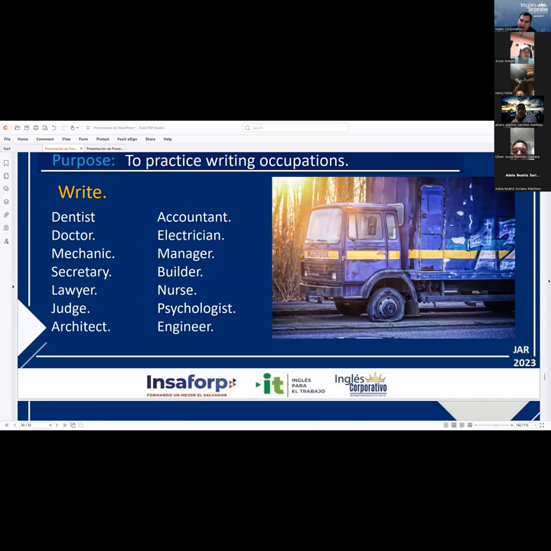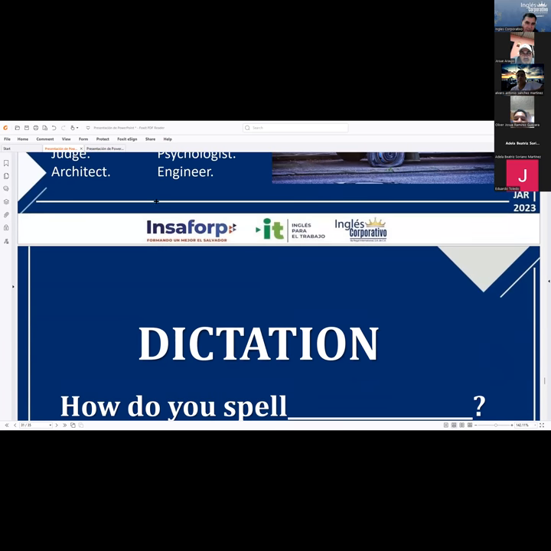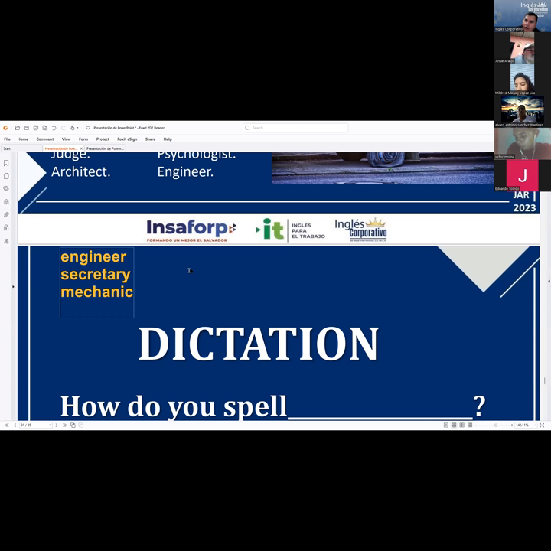What was number two? Number one was engineer. Number two? Secretary. So, let's see if this is what you wrote. Number one is engineer. Then, secretary. Number three? Mechanic. Number four? Truck driver. Number five.